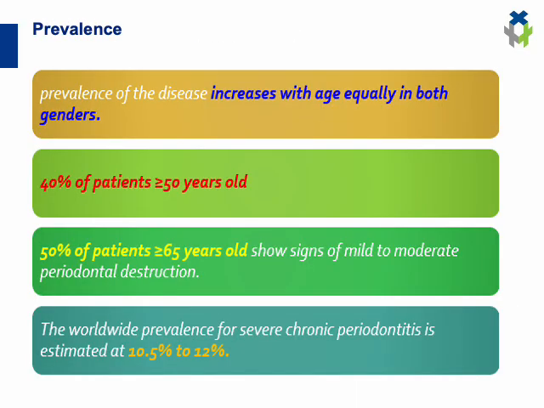Prevalence. The prevalence of the disease increases with age equally in both genders. 40% of the patients are more than 50 years old. 50% of the patients who are more than 65 years old show signs of mild to moderate periodontal destruction. The worldwide prevalence for severe chronic periodontitis is estimated at 10.5 to 12%.